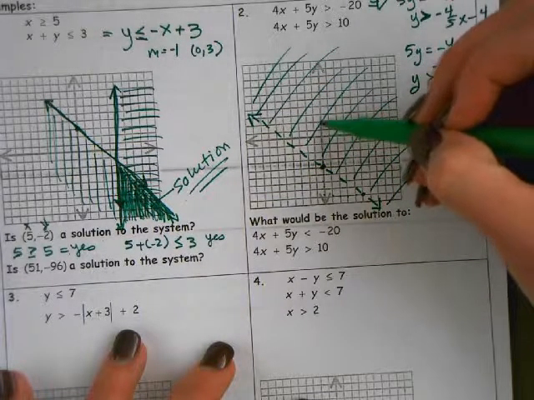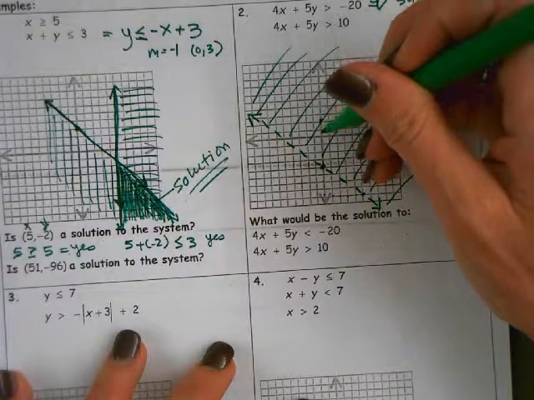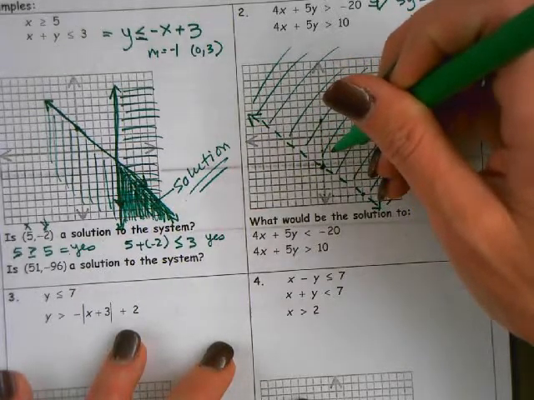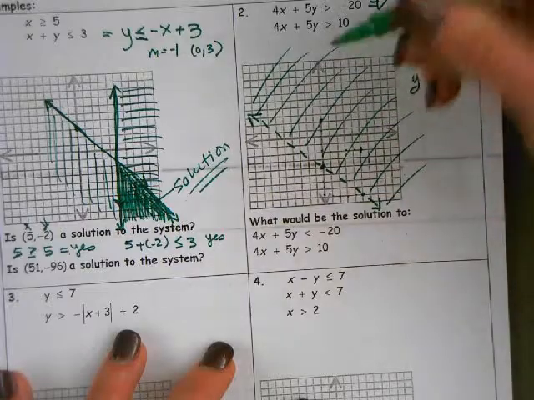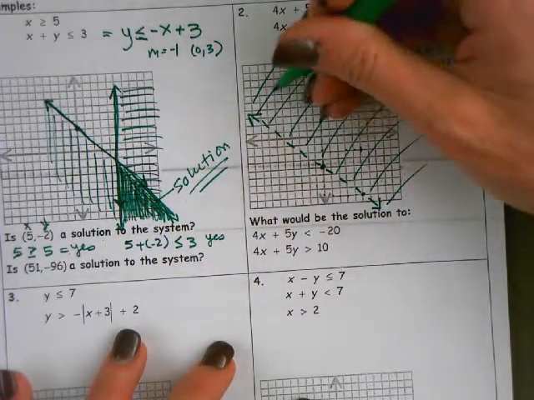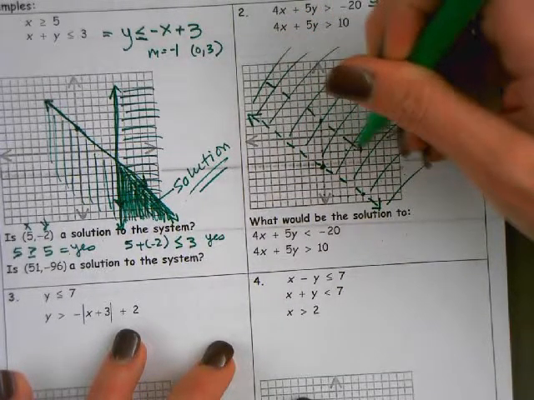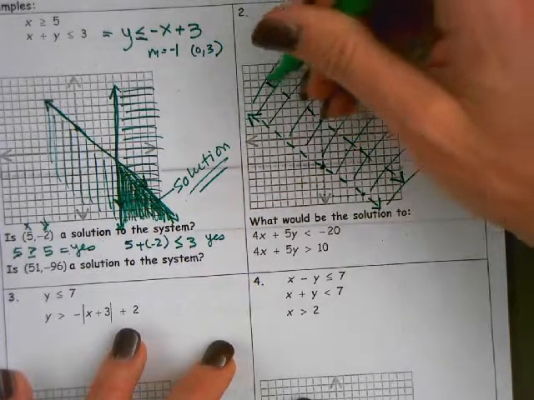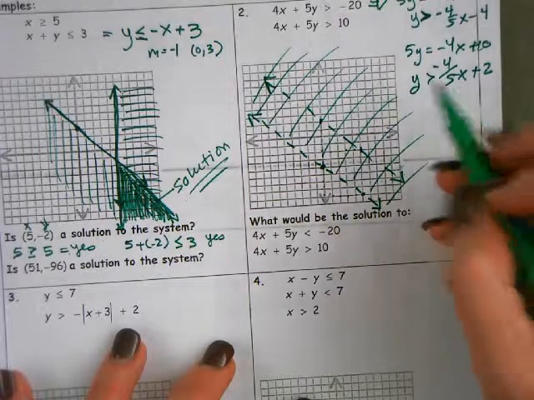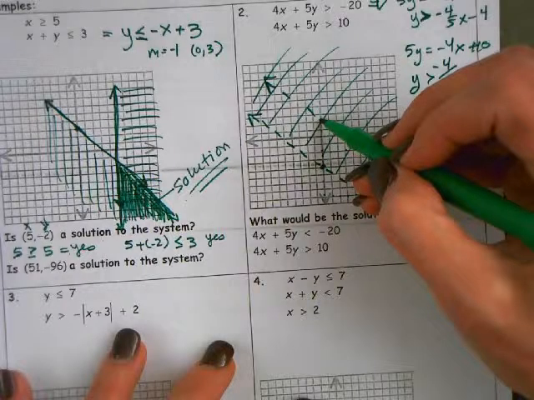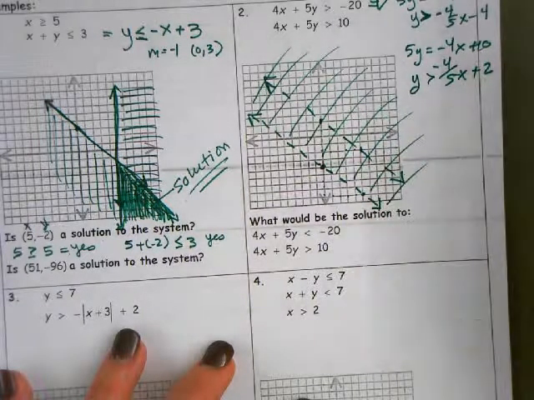So I'll go 0, 2. I go, again, down 4 over 5. Okay? It is not an equal to, so I have a dotted line again. Okay? Now this one is saying it's greater than, so finding the y on the axis, I ask myself, is y greater above or below?